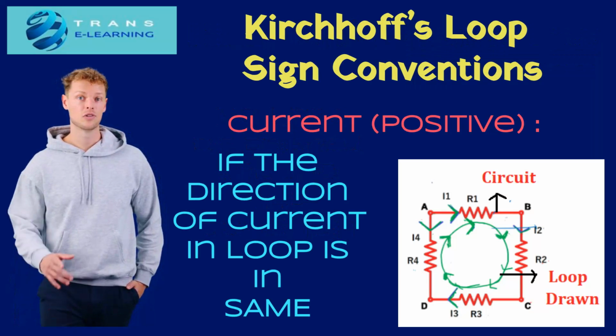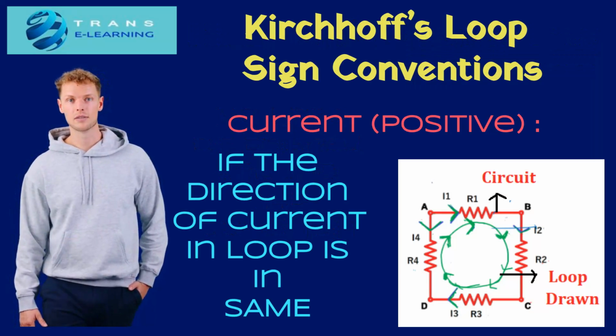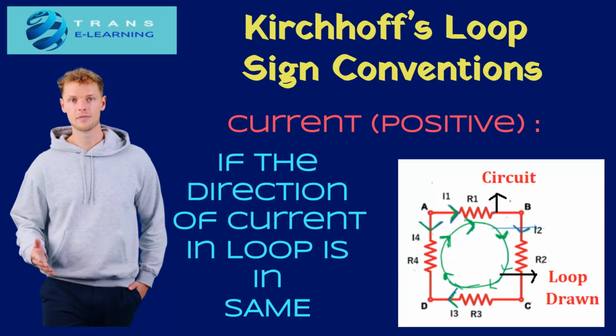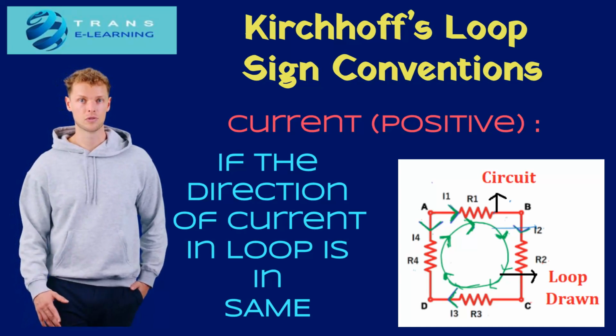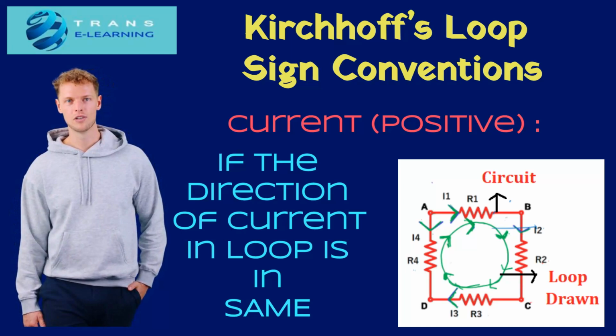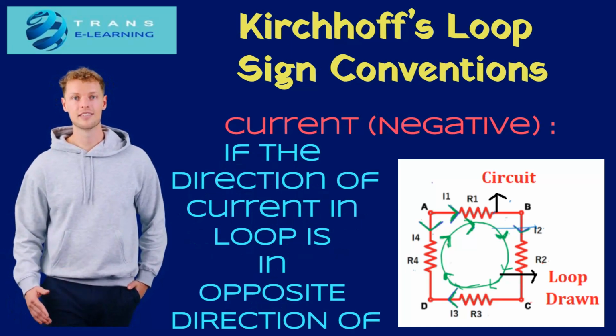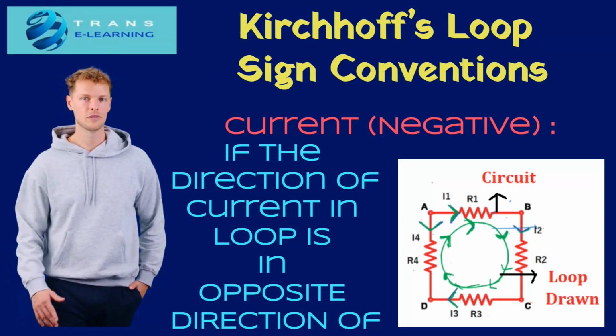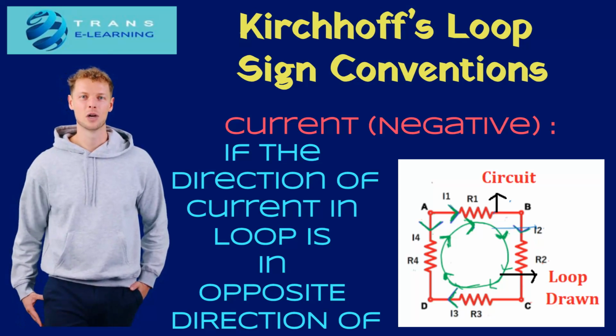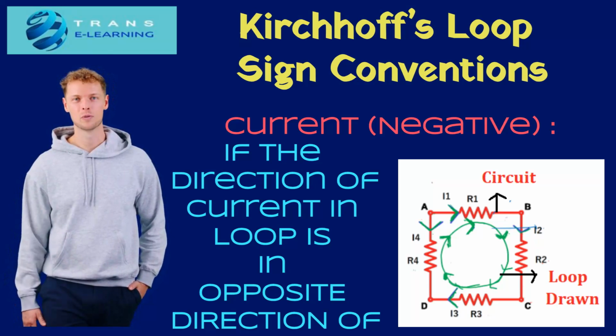This is done using Kirchhoff's loop sign conventions. The direction of current is taken as positive if the direction of the current in the circuit is the same as the direction of the loop we draw, and the direction of current is taken as negative if the direction of the current in the circuit is opposite to the direction of the loop we draw.